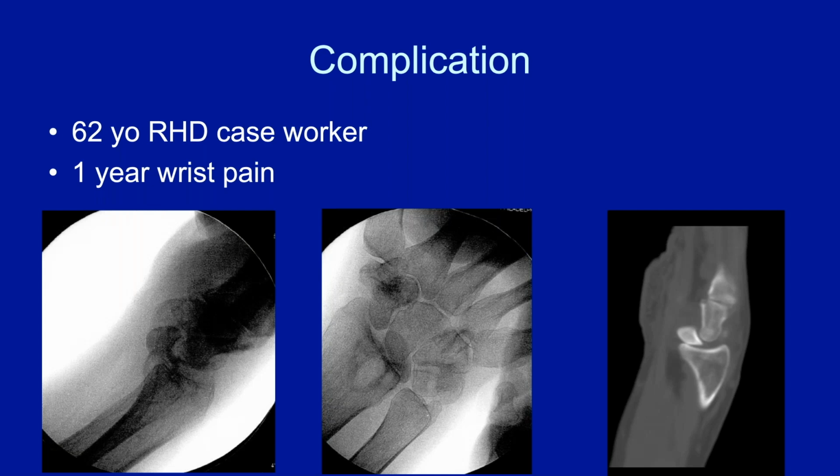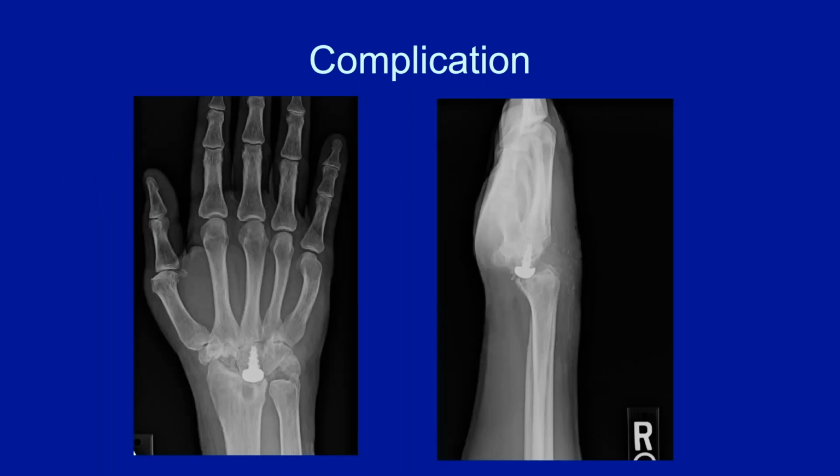So here's a complication. There's a 62-year-old right-hand dominant caseworker, who had 1 year of wrist pain. Next slide. And we placed this capitate implant. Now you can see that there's a cyst in the lunate fossa, and I should have recognized that this was going to be a problem. Next slide.